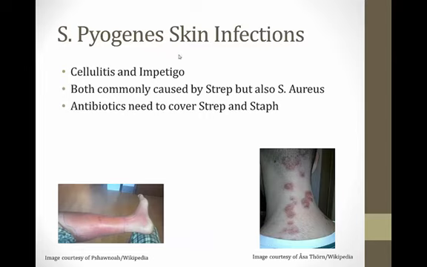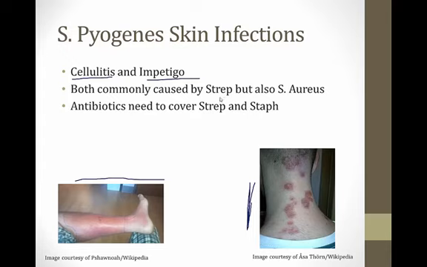Strep pyogenes can cause two important skin infections, cellulitis and impetigo. So cellulitis, it looks like this. It's usually an extending red infection of the subcutaneous tissue. And then impetigo looks like this over here on the right. It's described as honey-colored crusted lesions.